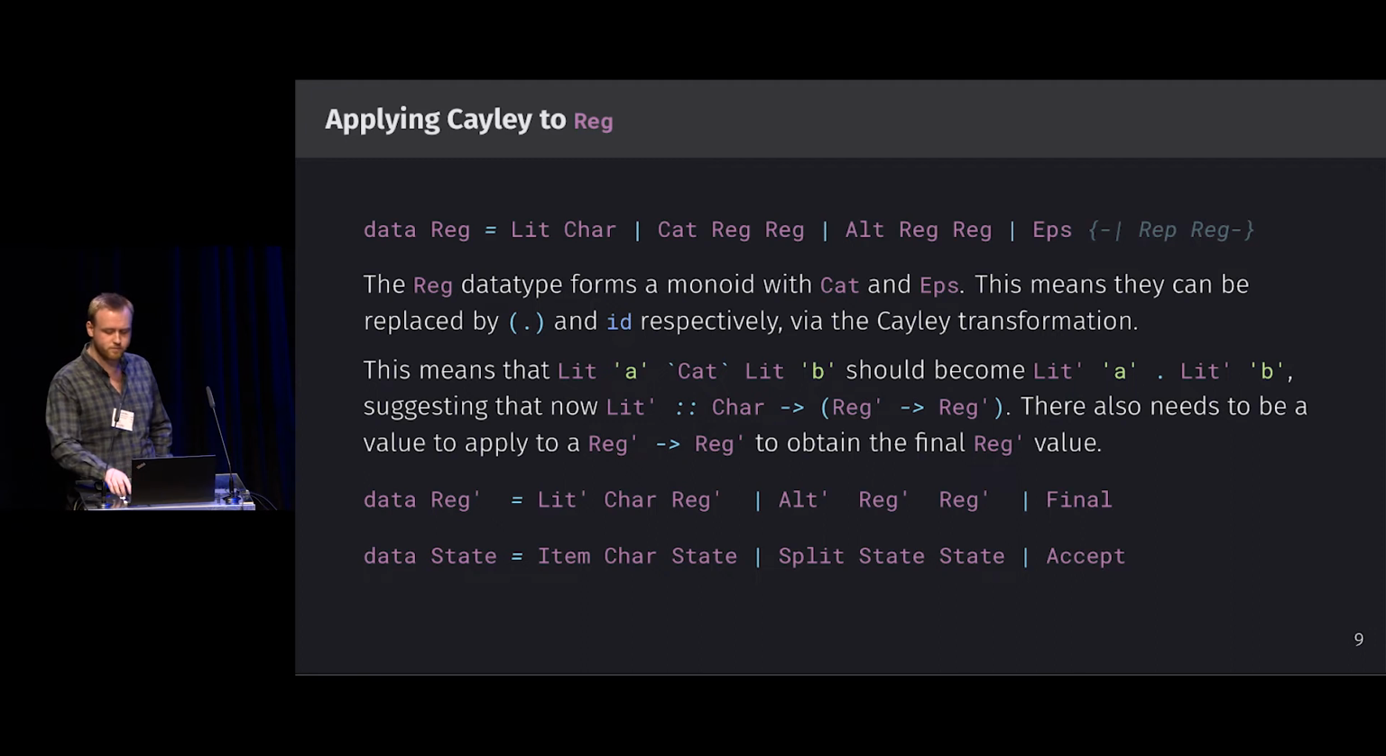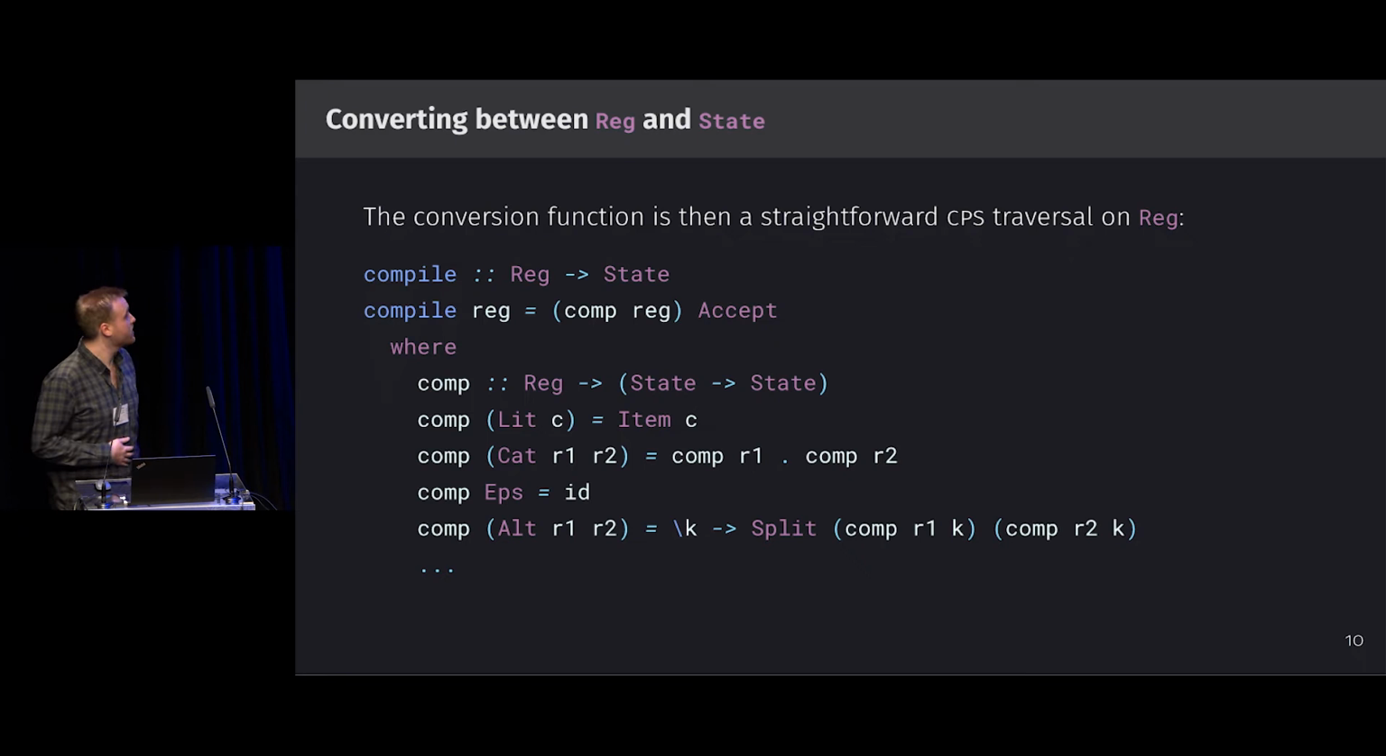So what now? Well, we should probably finish the compiler for it. It's very simple, and it's a straightforward CPS traversal. It just says that we compile a regular expression, and the very last thing to do is accept. And literals transform into items, concatenation becomes composition, epsilon is the identity function, and alternation basically just distributes its continuation across both branches. And of course, repetition's in there somewhere, and I'm not talking about it.